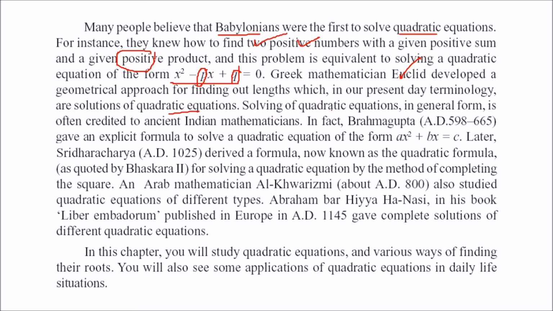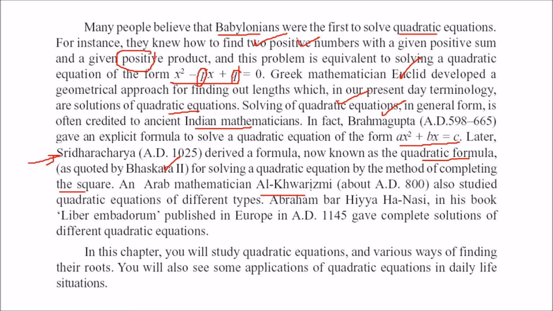The solution of the quadratic equation is also credited to Indian mathematicians. In fact, Brahmagupta gave an explicit formula to solve a quadratic equation of the form ax square plus bx is equal to c. And we'll see in later discussion, this is nothing but the Sridharacharya formula. We'll call it the quadratic formula. This is also quoted by Bhaskara, for solving quadratic equations by the method of completing the square.